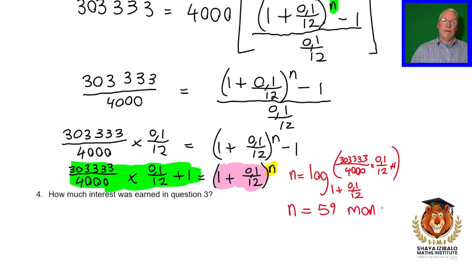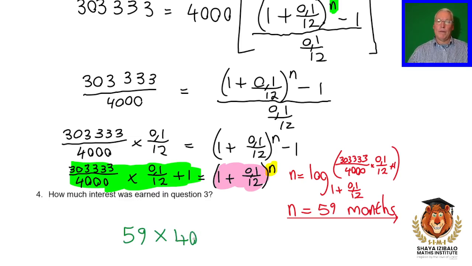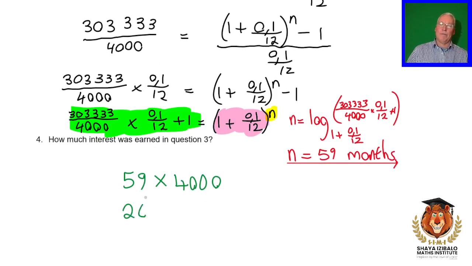Okay, then it asks how much interest was earned in this question. If we look at it, we are going to make 59 payments of 4,000 Rand. Now that comes to 50 times 4 would be 200,000 Rand, and 9 times 4 is 36. So this comes to 236,000 Rand. That's how much we actually put in.